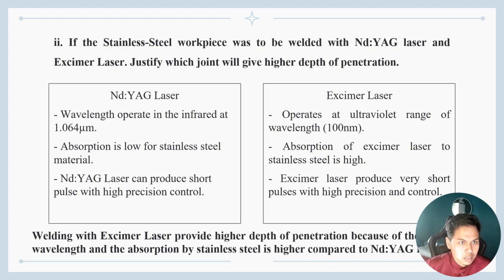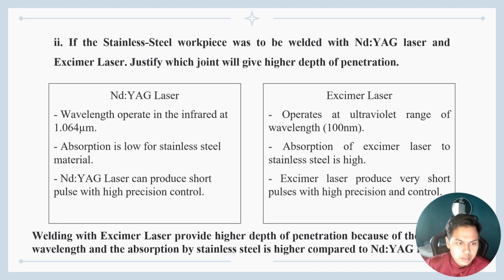Next, the stainless steel will be welded using Nd:YAG laser and excimer laser to justify which has the higher depth of penetration. The Nd:YAG laser wavelength operates in the infrared at 1.064 micrometer. Absorption is low for stainless steel with Nd:YAG laser. Nd:YAG laser can produce short pulses with high precision control.